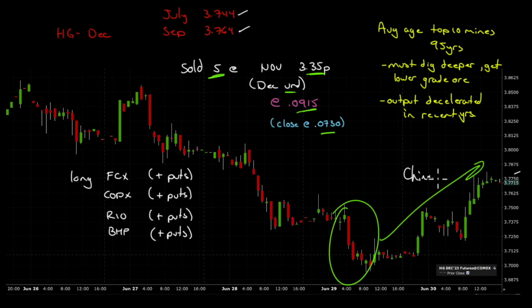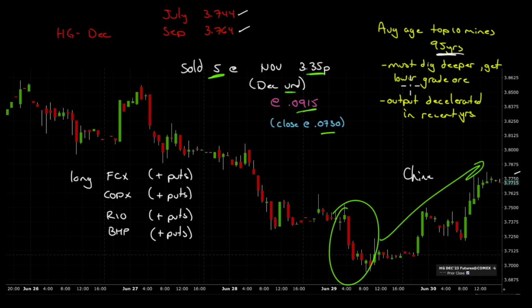Fourth time's the charm. Remember last week I showed you the first China hope and the rally in copper, and that faded. Then the second China hope, and that faded. And the third China hope, and that faded. Well, you know what they say, right? Fourth time's the charm. I'm still very convicted with copper. Even though I don't think the China stimulus is going to amount to much, I'm still very much in on it. Average age of the top 10 mines is 9.5 years. So to get more copper, you have to dig deeper.